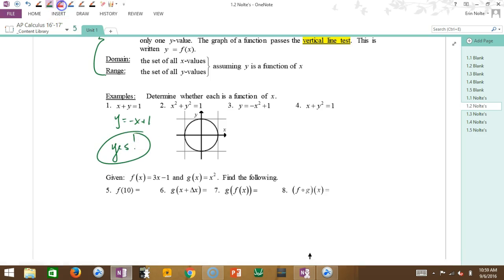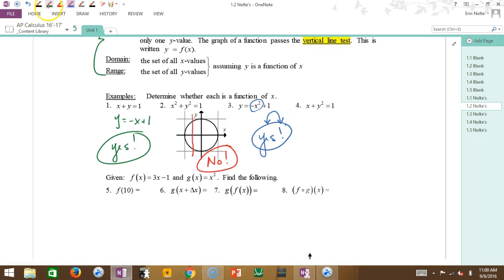Okay, moving on to question number 2. We've got a beautiful little circle, and I hope you all said heck no to that one. That does not pass the vertical line test. Okay, moving on to question number 3. At 3, we have a quadratic, and particularly a negative quadratic, which is an upside down parabola. That would be, yes, a function.